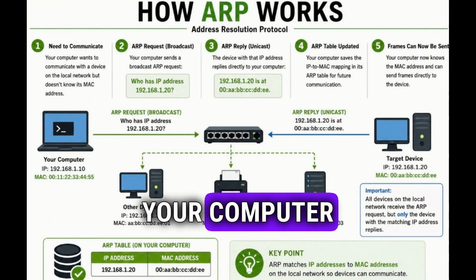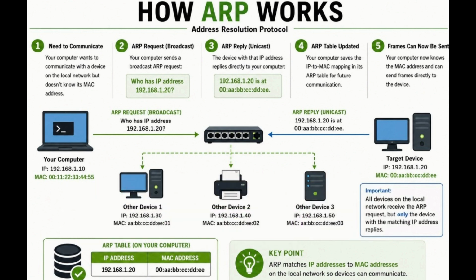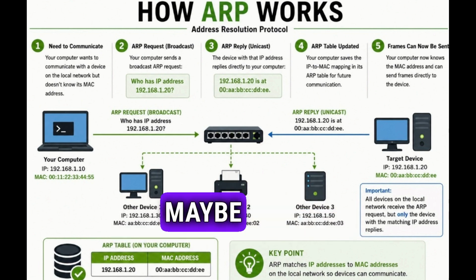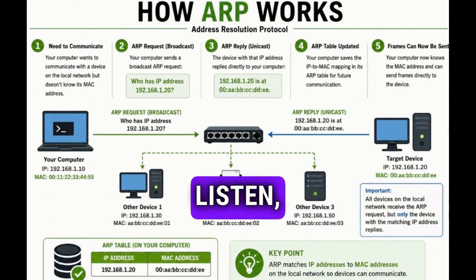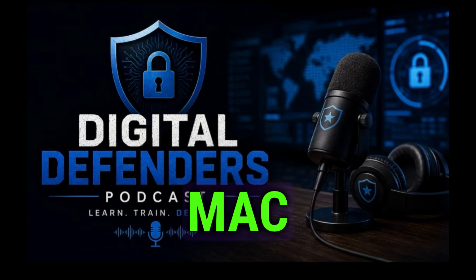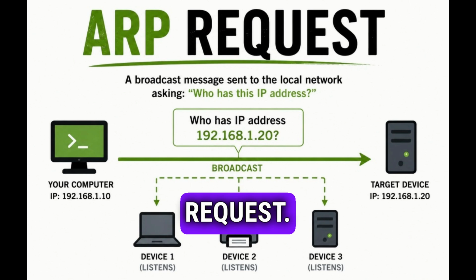Now, how does ARP actually work? Let's say that your computer wants to communicate with another local computer on the network. Maybe it's your printer, or maybe it's another computer. Maybe it's a default gateway. Listen, your computer already knows the IP address. What it doesn't know is the MAC address. So what it does is it sends out what's called an ARP request.